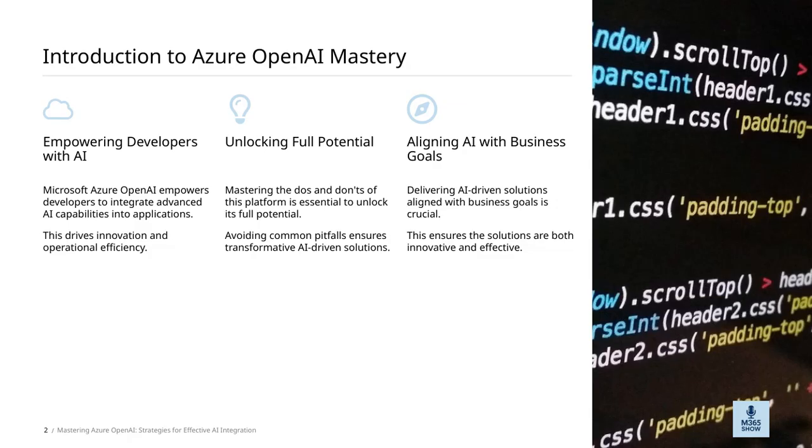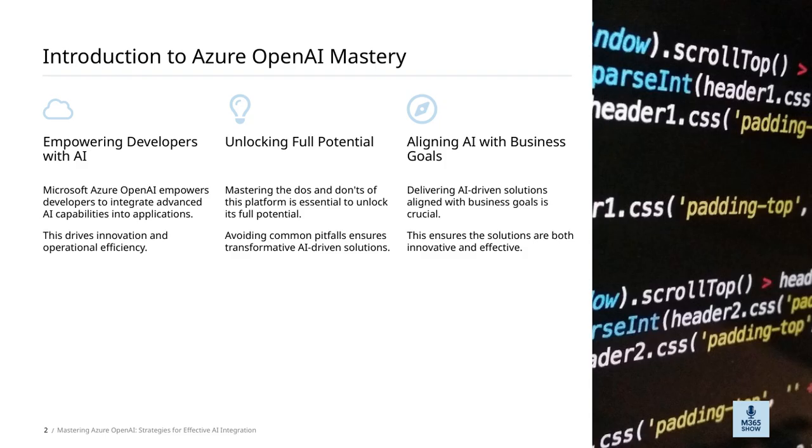Delivering AI-driven solutions that truly align with your business goals is absolutely crucial. When we talk about this, it's about making sure that the AI we develop isn't just innovative for innovation's sake, but also effective in solving real problems and adding value. This alignment ensures that the solutions we deploy are not only cutting-edge, but also practical and impactful.